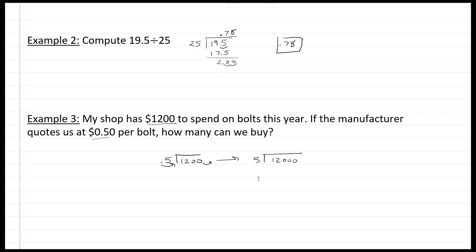So 5 goes into 12 how many times? 5 goes into 12 twice. We subtract a 10 from there, and we're left with a 2. Bring down the 0. 5 goes into 20 4 times, and we have 2 leftover zeros that come on up. So our answer is 2,400 bolts is the amount that we can purchase.